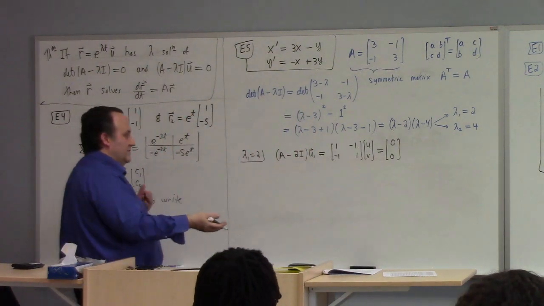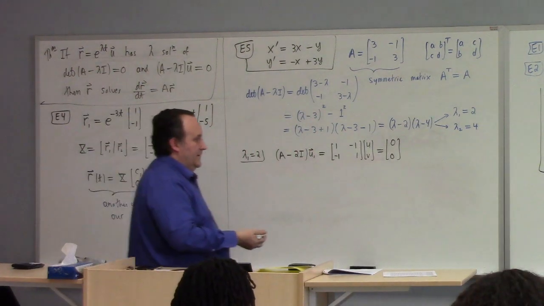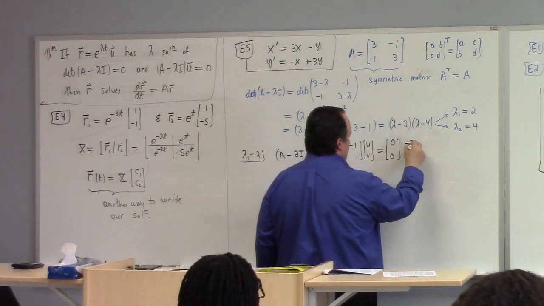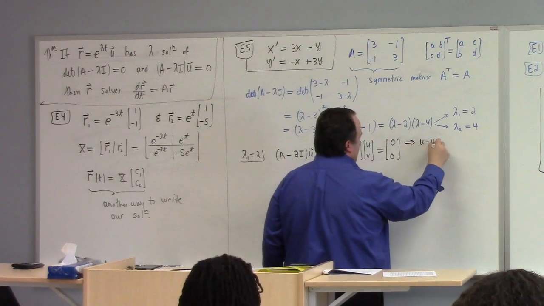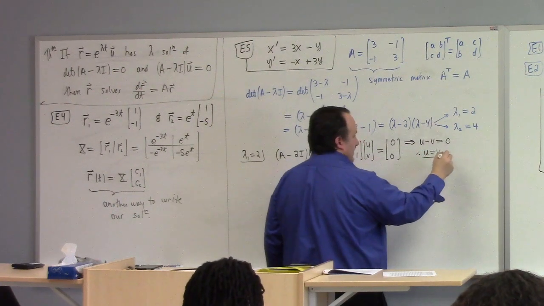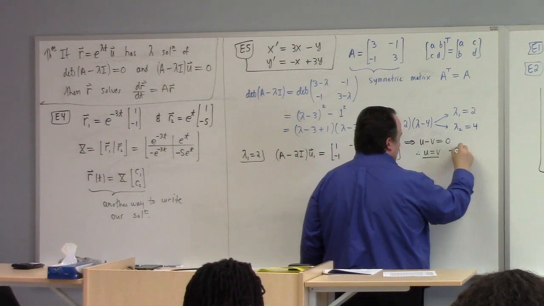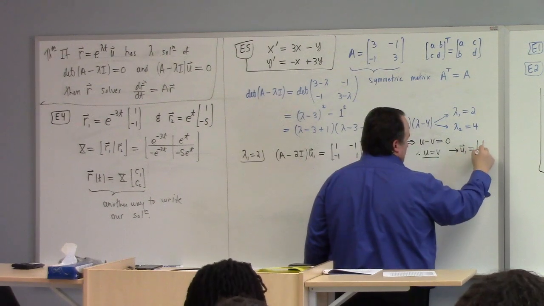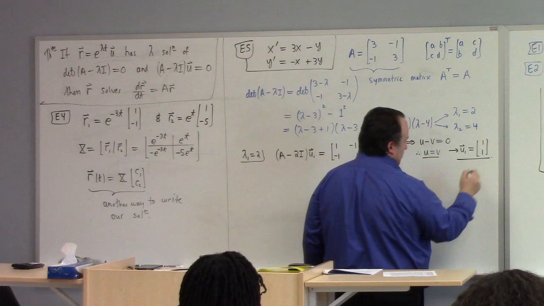So, all right, apparently I need u minus v equals 0. So therefore u is equal to v. Hence, let's make our u1 equal to, let's just go with (1, 1). That'll do it.